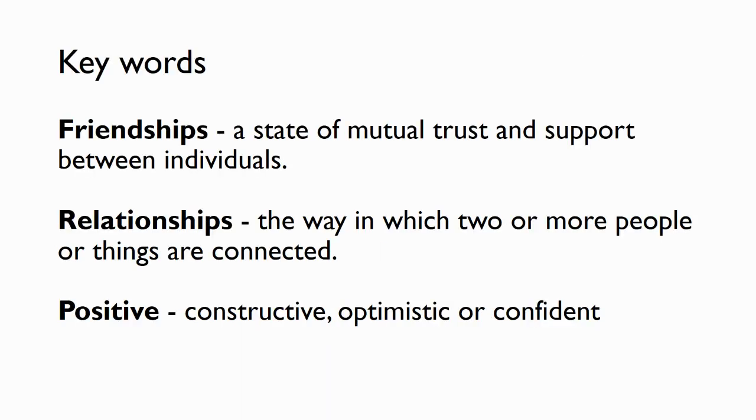So some key words from today's lesson are friendships. This is a state of mutual trust and support between individuals. That means both people in the friendship understand what the trust and support looks like. Relationships are the way in which 2 or more people or things are connected. And positive means that the relationship is constructive, optimistic. That means upbeat, positive, and confident.